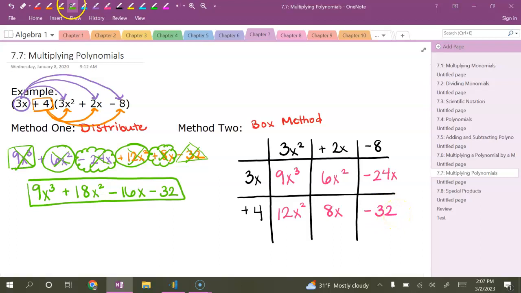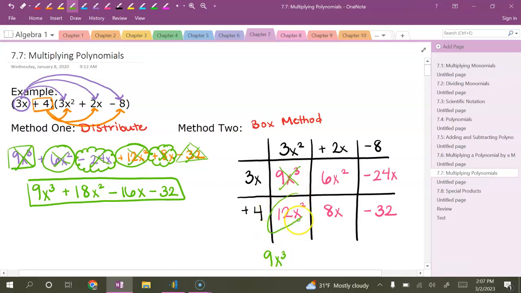Now another thing that I find kind of handy about the box method is that most of the time, especially if the polynomials that they're giving you are already written in descending order and it doesn't skip over any terms, your like terms are going to be next to each other in your problem here. So that 9x to the third, I'm going to go ahead and just drop that down, because there's nothing that needs to get combined with 9x to the third.